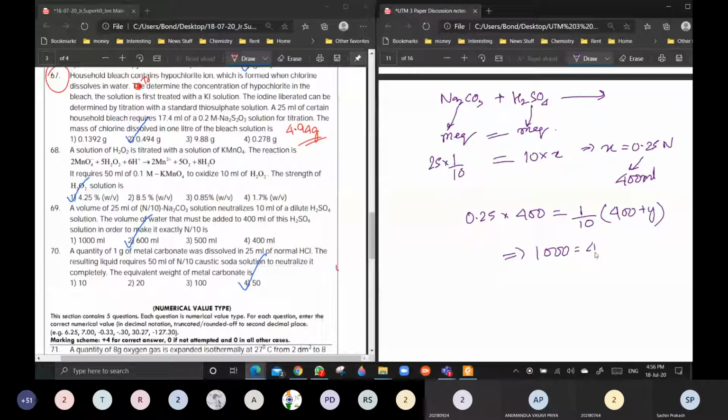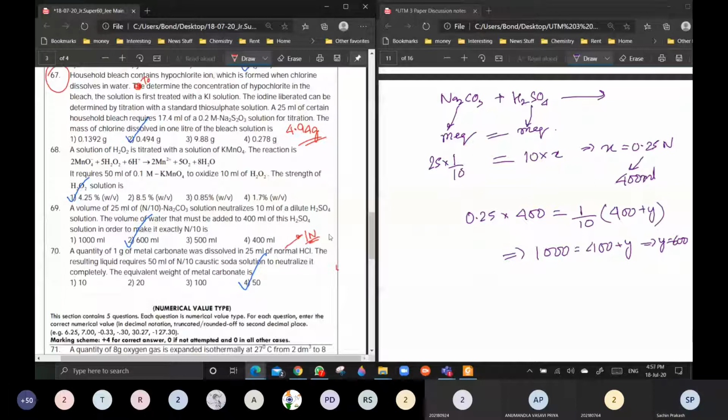Yes, sir. Okay. So after this, tell me. 70 is a doubt. Okay. You see, it is given that 1 gram of metal carbonate was dissolved in 25 ml of normal HCl. Normal HCl means 1 normal HCl, basically.